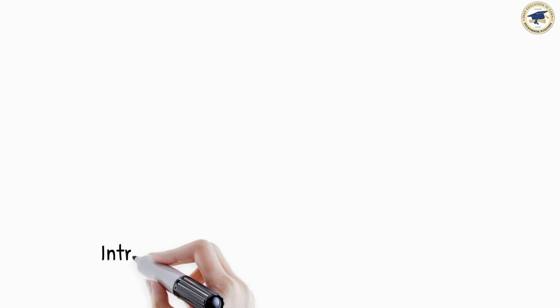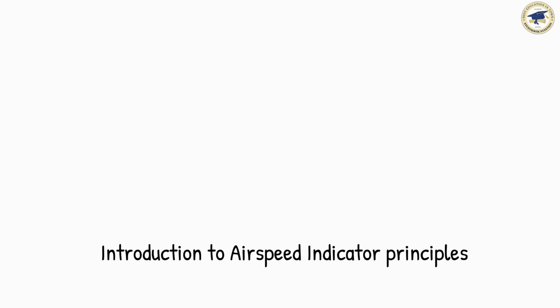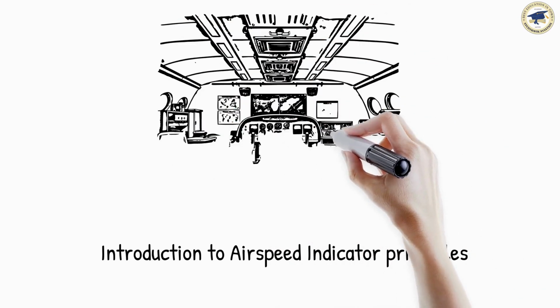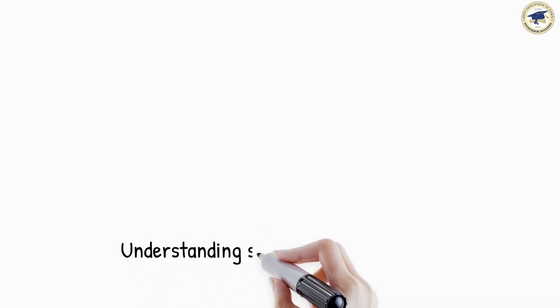In this lesson, we'll explore the principle, construction, and calibration of the airspeed indicator, ASI. We'll also learn about the relationship between indicated airspeed, IAS, calibrated airspeed, CAS, equivalent airspeed, EAS, and true airspeed, TAS. The ASI is an air pressure sensing instrument. Let's start with the basics.